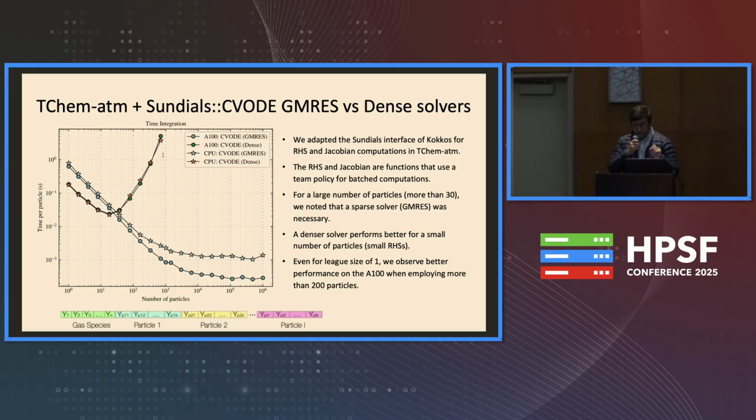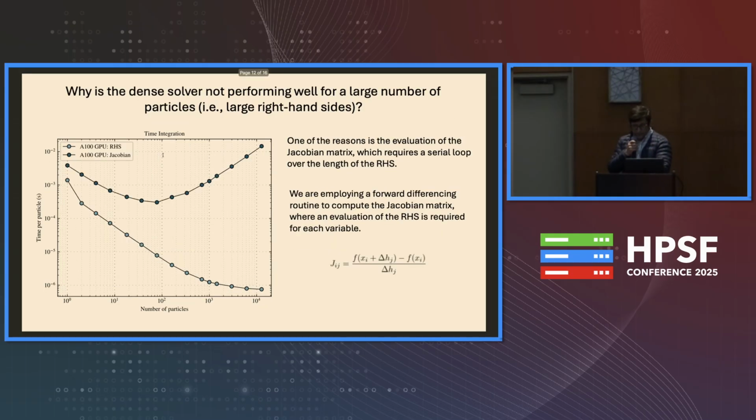So we learned that after we use problem sizes bigger than 100, bigger than 200 particles, we need to switch to a sparse solver. The main reason is, as I'm showing here in this plot, again time per particle against number of particles, and this line right here is the Jacobian. The Jacobian evaluation becomes very expensive after we have about 100 particles. And 100 particles translate to a problem size of about 500.